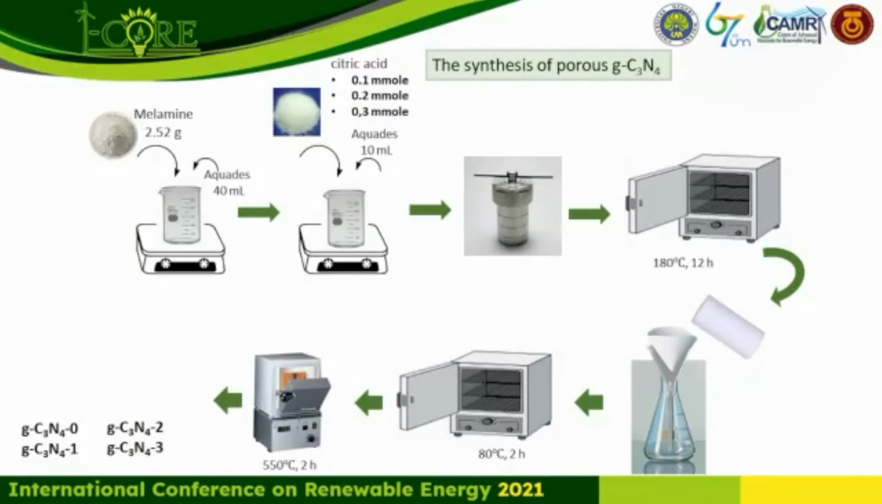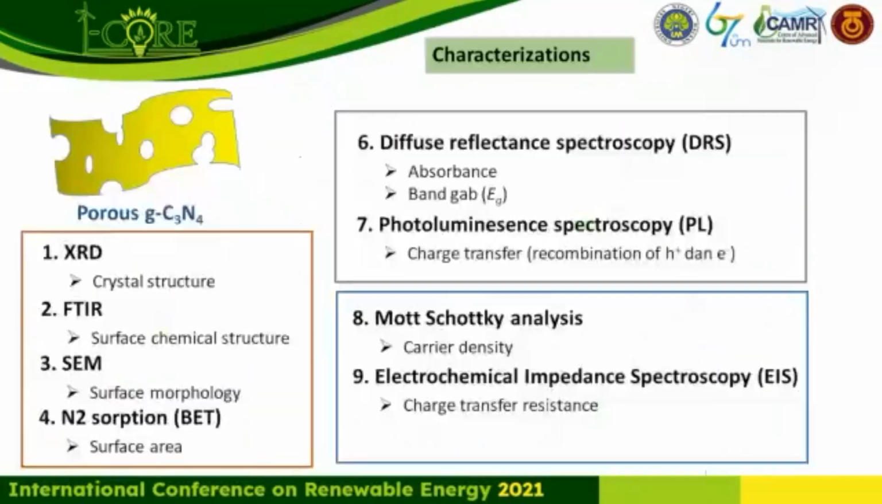After heating, the suspension was filtered and washed with deionized water several times. The filtered precipitate was dried at 80 degrees Celsius for 2 hours. The dry sample was placed in a closed porcelain crucible and calcined in a muffle furnace at a temperature of 550 degrees Celsius for 2 hours. The obtained products were labeled as graphitic carbon nitride 0, 1, 2, and 3 respectively.